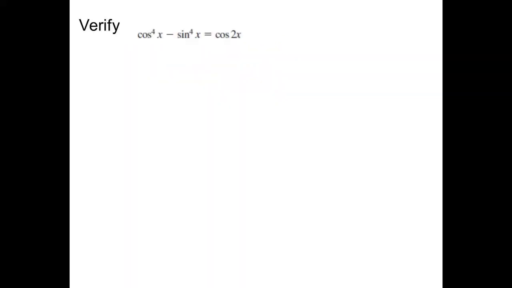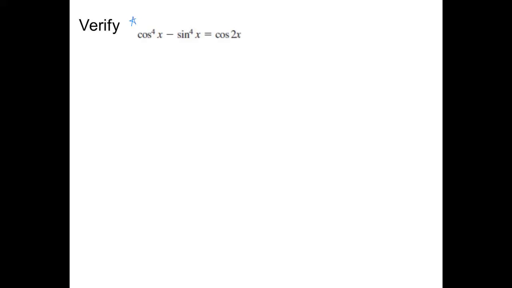All right. Go ahead again, pause the video, give this one a whirl. And again, what you should notice is you've got fourth powers on the left in the format of a difference of squares problem. So I'm going to start this one using factoring, not the only way to go about it, whereas we have a cosine of a double angle on the right. So this one you could certainly start with the double angle formula over there. I'll show you why, though.